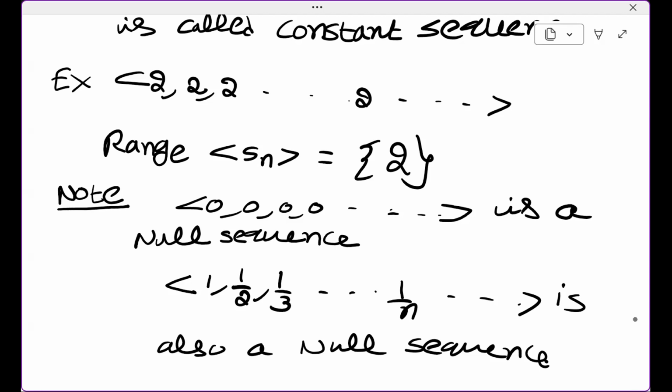Here also, the nth term is 0. Because the first term is 0, second term 0, third term 0, and so on, nth term 0. The limit of the sequence is also 0. So it is also a null sequence. Not because everything is 0, but because the limit is 0. This is also a null sequence. So this, I think, eliminates the ambiguity that 0 is the only null sequence.